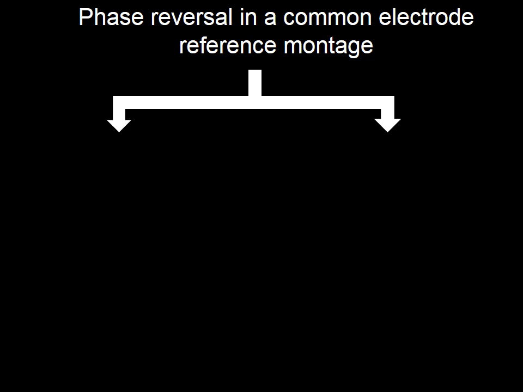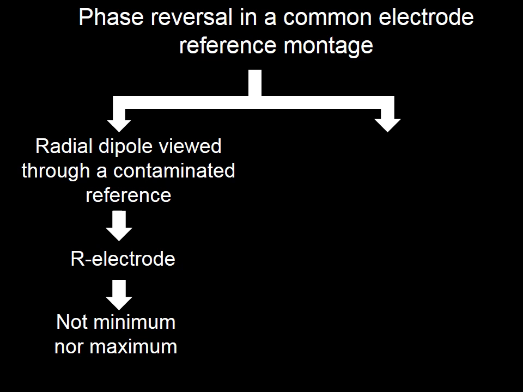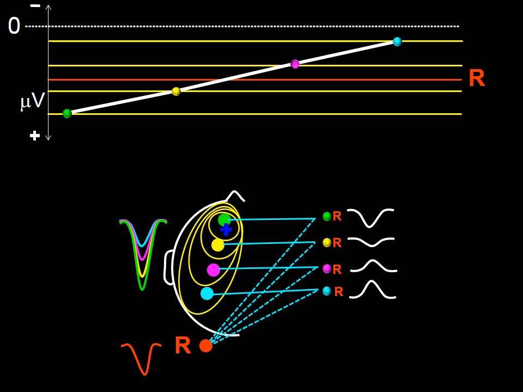When faced with a phase reversal in a common electrode reference montage, the phase reversal indicates one of two things. We are either dealing with a radial dipole with only one pole visible to the electrode, recorded from a contaminated reference, in other words, from a reference electrode that is neither the minimum nor the maximum of the field. This frame, which includes a voltage graph and an isopotential map, depicts this possibility.